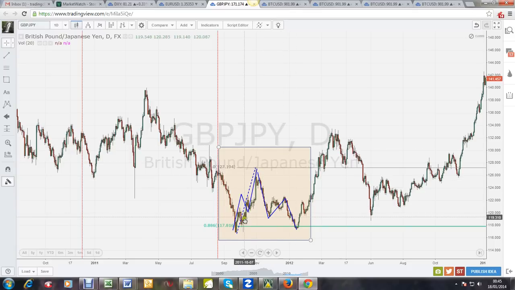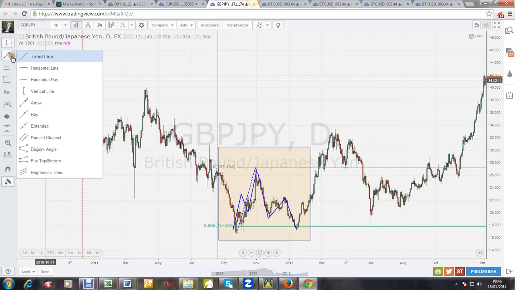The pattern is a flat, and in a flat you have A, B and C, three swings up, A, B and C, three swings down, and the retracement of this should be approximately 90%. So if you get 86%, it's within the margin. A few percentages, you're not going to invalidate something, because it will still be counted as a correction.